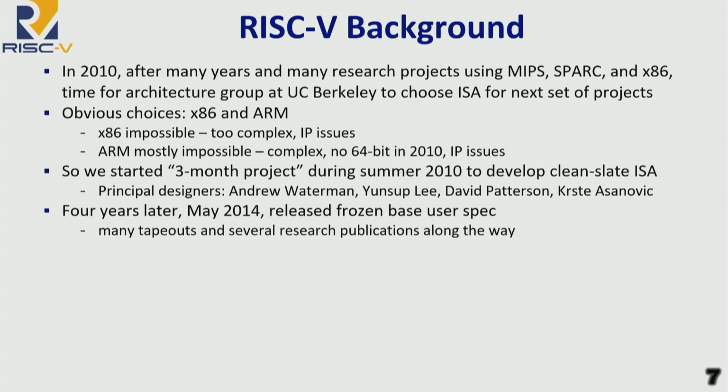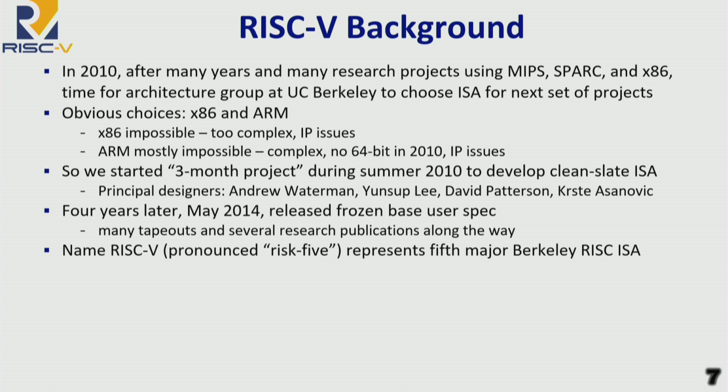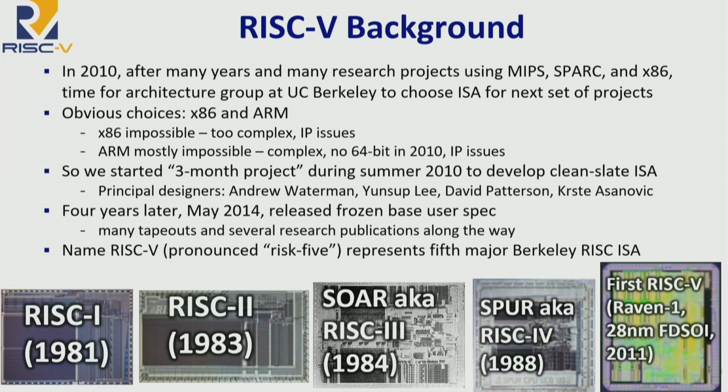Now, just a little bit of history here. So the name RISC-V, and it's pronounced "risk five," is the fifth major Berkeley ISA. That's where the name comes from. So here are the earlier RISC chips. Probably all of you are familiar with RISC-I and RISC-II, which are the chips from Dave Patterson's research in the early 80s, and those are the chips for which he coined the term RISC, which has now become used generically for this class of architecture.